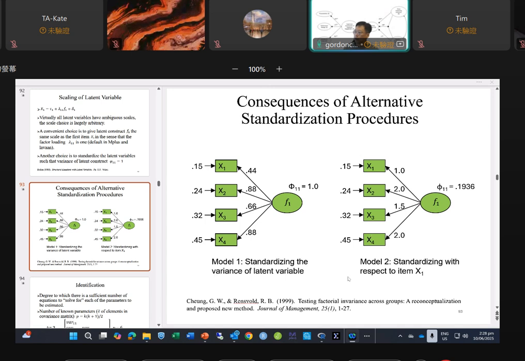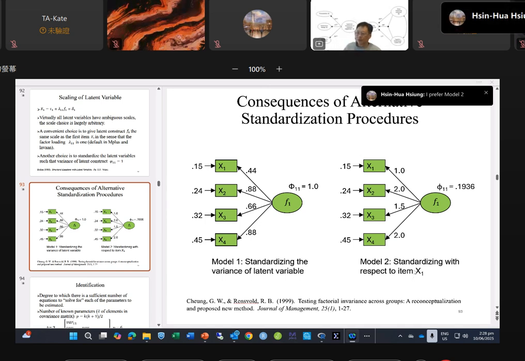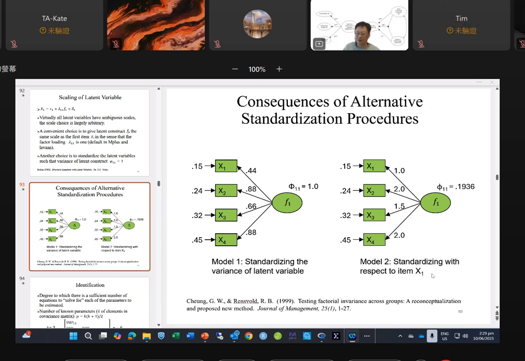Which one is better, model 1 or model 2? Hello? Hinghua prefers model 2. Okay, others? The same. Maybe I should learn about the voting system in WebEx.